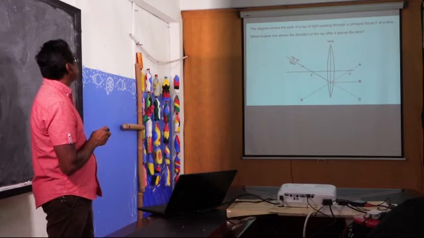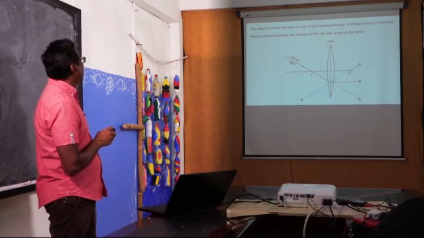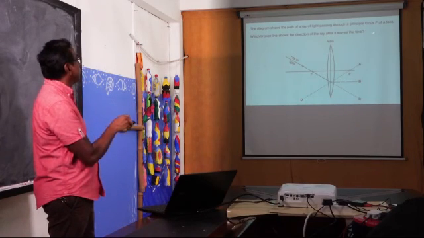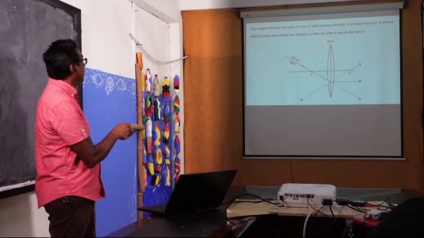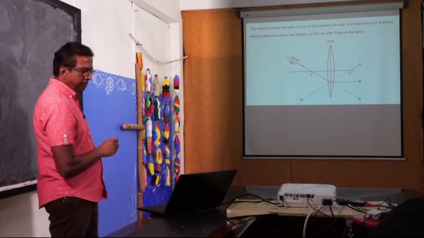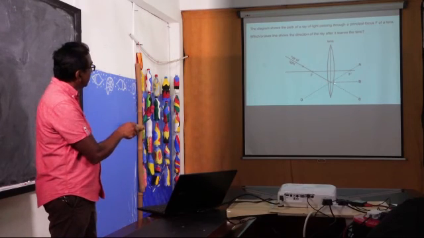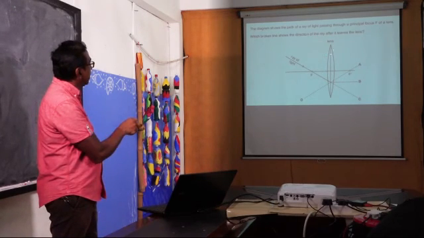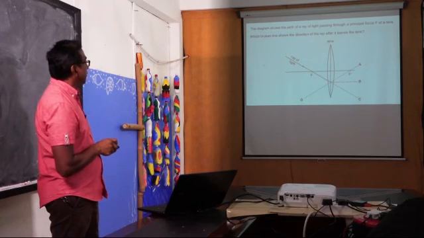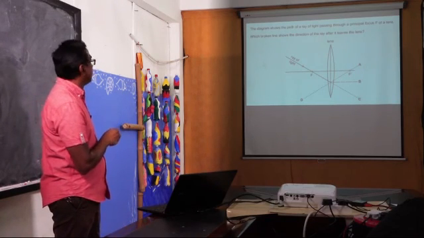This one, path of a ray of light passing through the principal focus F. Where will it go? Parallel, B. Through F, it will go parallel. If it goes parallel, it goes through F. Right?